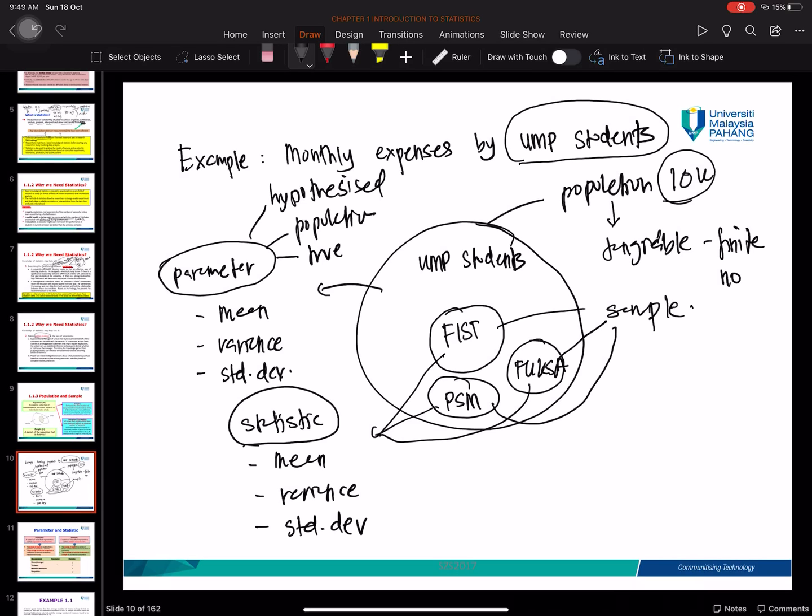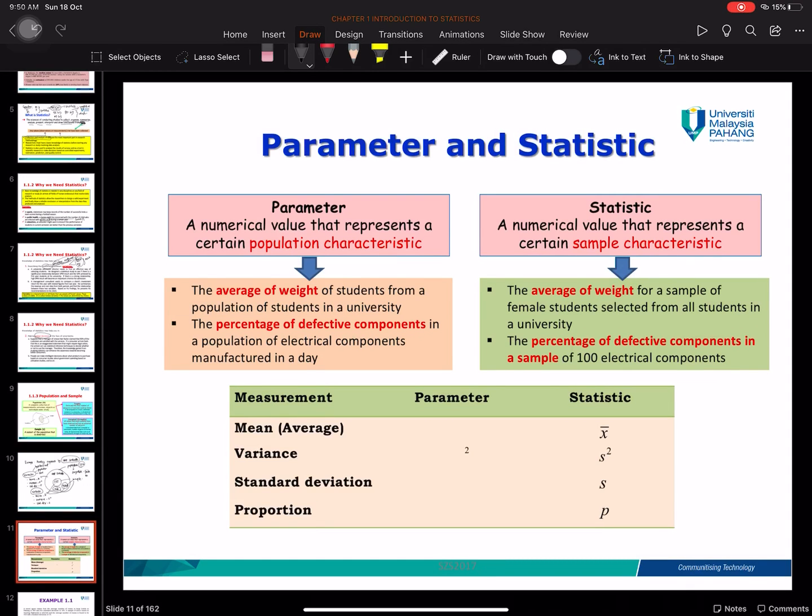So how do we differentiate population mean and sample mean? Both are mean. We use notation. How do we inform the reader? This is population mean, this is sample mean. This is population variance, this is sample variance. We use notation or symbol. Population mean, we have mu, population variance, sigma square, population standard deviation, sigma. Sample mean, x bar, sample variance, S square, sample standard deviation, S. That's how we do. I hope that you understand. You can read from here in detail.